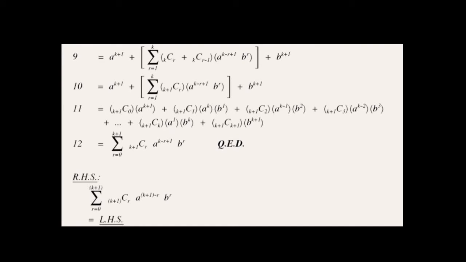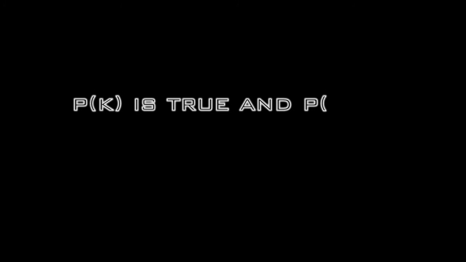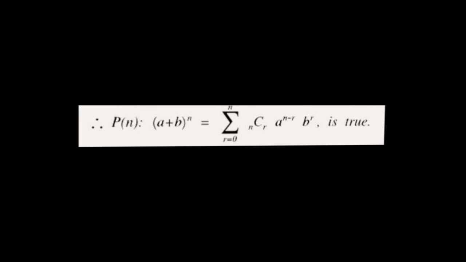Left hand side. Summation of r equal to 0 to k plus 1, k plus 1 taken r multiplied by a raised to k plus 1 minus r times b raised to r, is equal to right hand side. Therefore, P(k) is true and P(k+1) is true. Therefore, P(n), (a plus b) raised to n is equal to the summation of r equal to 0 to n, n taken r times a raised to n minus r times b raised to r, is true.